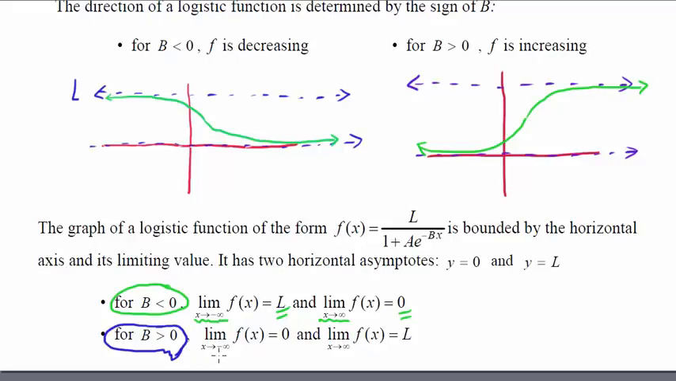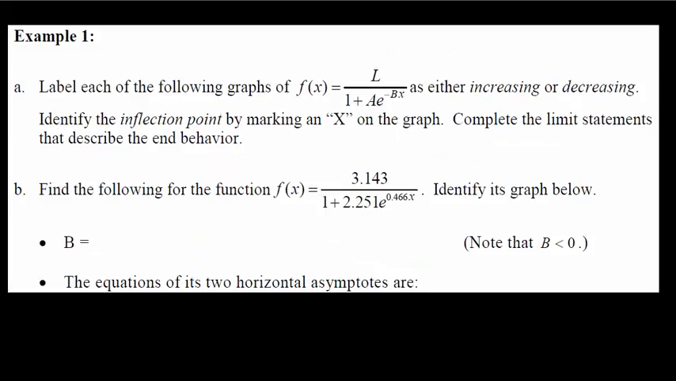If I go to the left forever, I'm getting close to 0, and if I go to the right forever, I'm getting really close to that limiting value. In this first example we're looking at here, I want to first determine if I'm in the case where I'm increasing or decreasing. In this first case right here, I want to determine if I am increasing or decreasing.